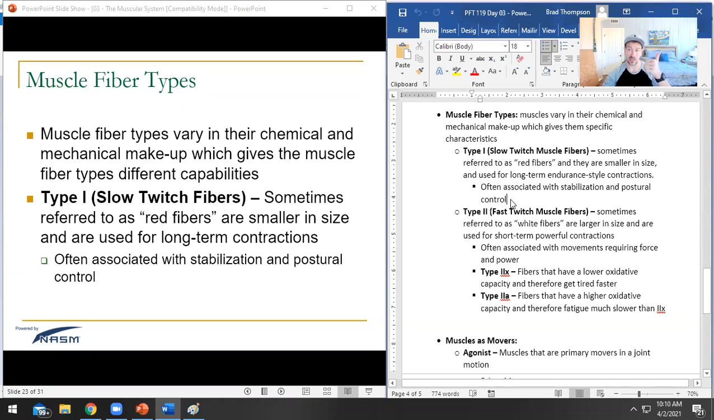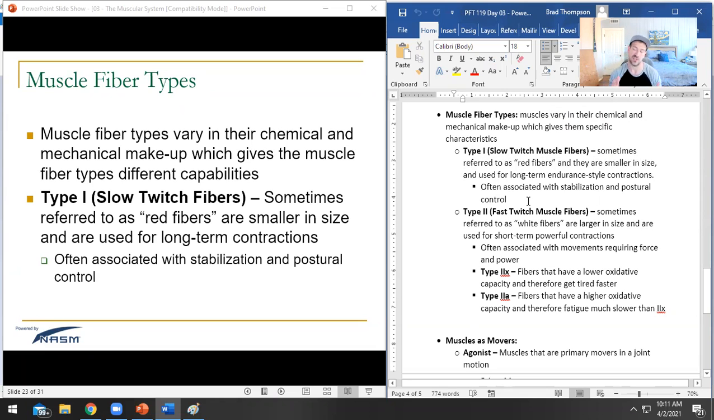You're going to have type 1 and type 2 fibers. So your type 1 fibers, right? These are what we refer to as slow twitch muscle fibers. And sometimes you'll hear these referred to as red fibers. They're smaller in size. So as a cell, they're actually a little bit tinier. And they're used for endurance style lifting.